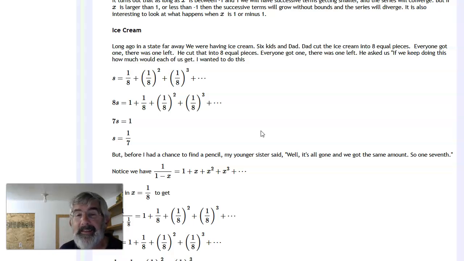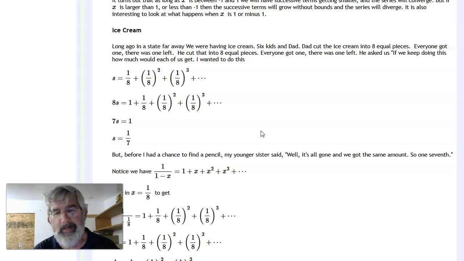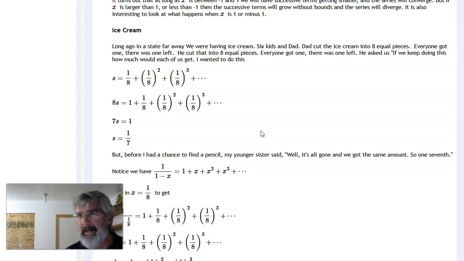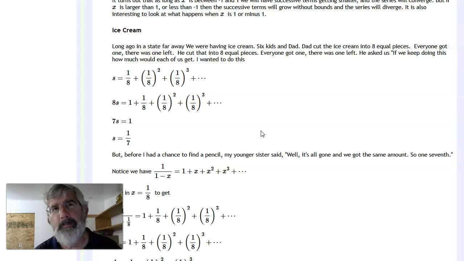But you could see the process. First you got an 1/8, then you got an 1/8 of an 1/8, then you got an 1/8 of an 1/8 of an 1/8. So an 1/8 and an 1/8 squared and an 1/8 cubed. And if you could keep going, it would just be the sum of 1/8 to the power, add them all up, right? And he then asked us the question, well, how much does each person get total?